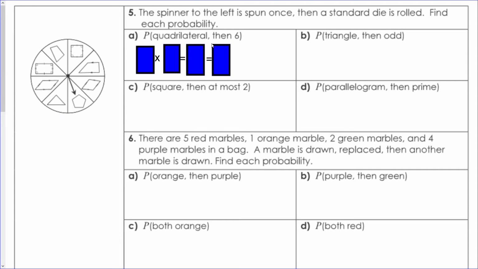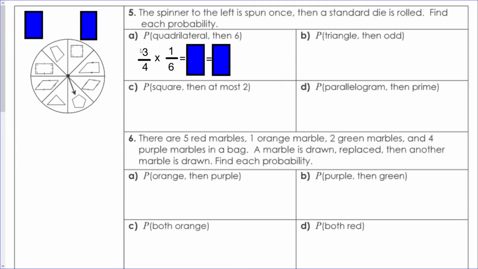So the probability of a quadrilateral, by my count there, about 3/4 of them were quadrilaterals. In this case, there were 6, so 6 out of 8 are quadrilaterals, and that reduces to 3/4, okay? And then the probability of rolling a 6 would be 1/6.